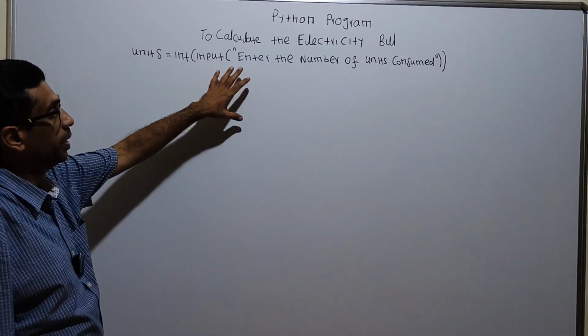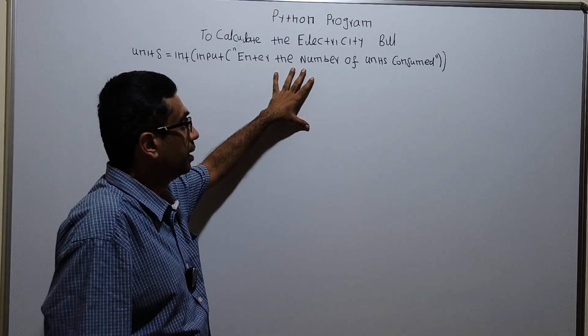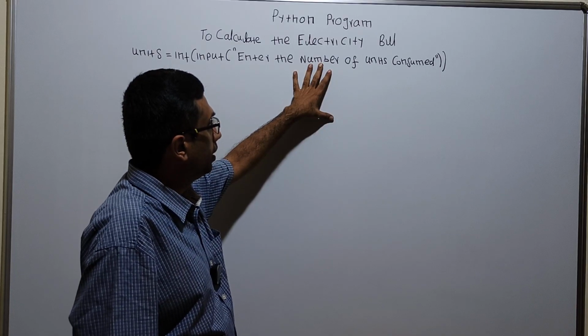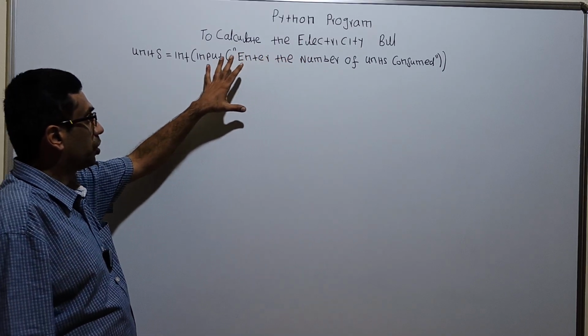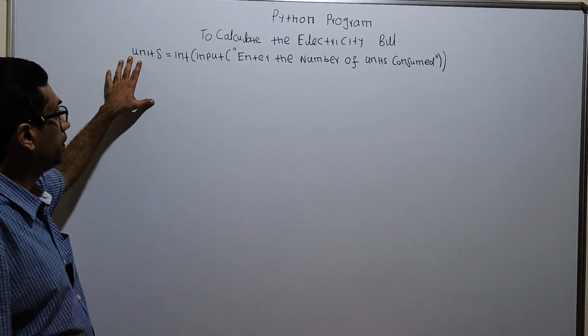So the input statement displays the string, enter the number of units consumed, in the console. When the user enters the value, it is captured as a string by the input statement, converted to an integer by the int function, and stored in the variable units.